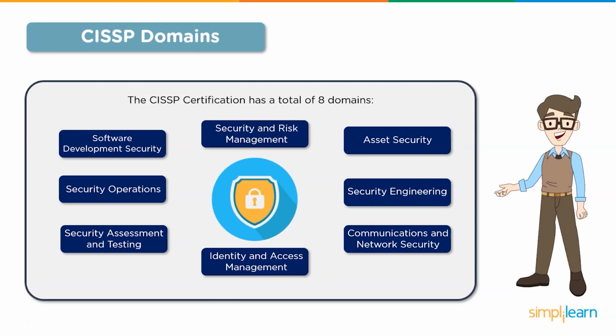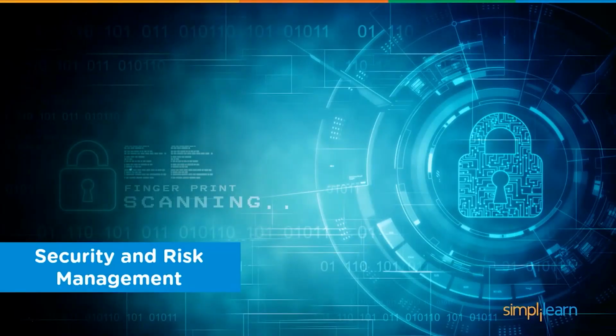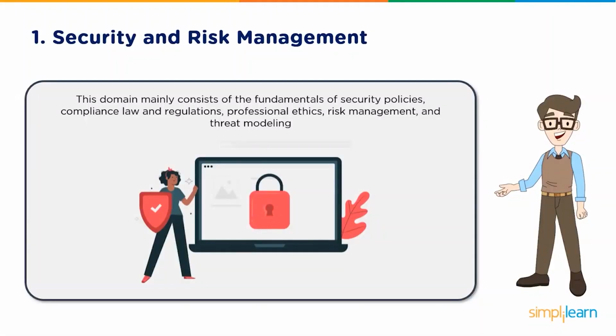These 8 domains deal with different aspects of information security. We will have a look into each of these individually and understand what each of these domains symbolize. First up, we have the security and risk management domain. As the name suggests, this domain mainly consists of the fundamentals of security policies, compliance law and regulations, professional ethics, risk management, and threat modeling.